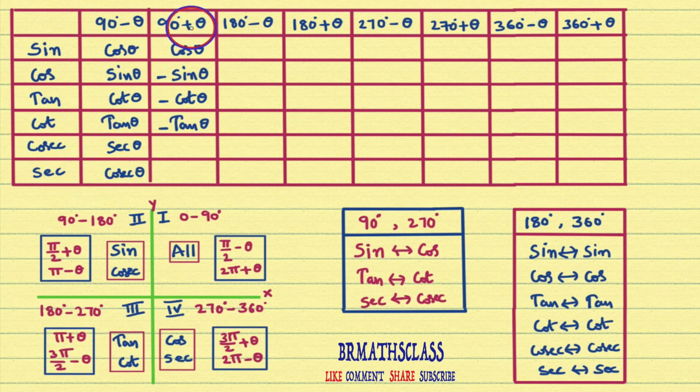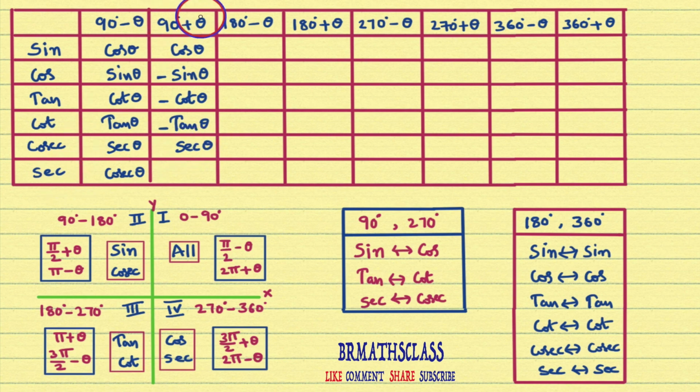Now cosecant(90 degrees + theta). Whenever you see 90 degrees, immediately change the function. Cosecant changes to secant theta. Pi by 2 plus theta is in which quadrant? Second quadrant. In the second quadrant, what is cosecant? Cosecant is positive. So cosecant(90 degrees + theta) is secant theta. I hope you are understanding.